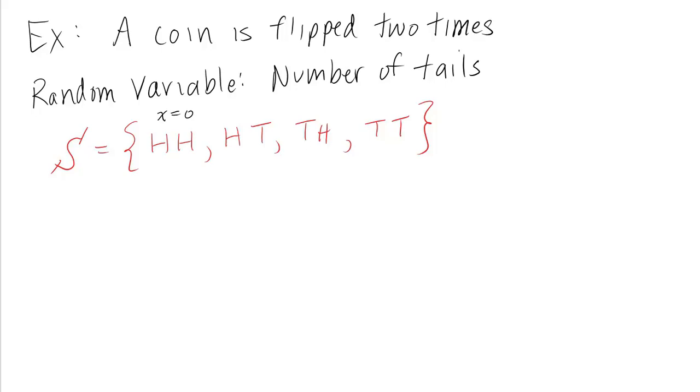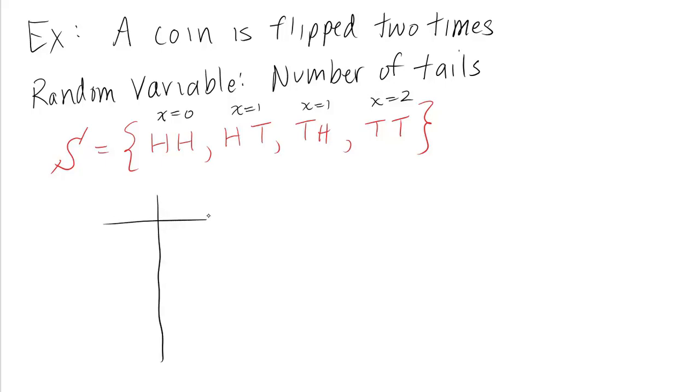tails. The second outcome would be associated with x equals 1 because it has 1 tail. The third outcome is also associated with x equals 1 because it has 1 tail. And the last one is associated with x equals 2 because it has 2 tails. So what I want to do is turn this into a probability distribution table. And I'm going to make my table vertically.